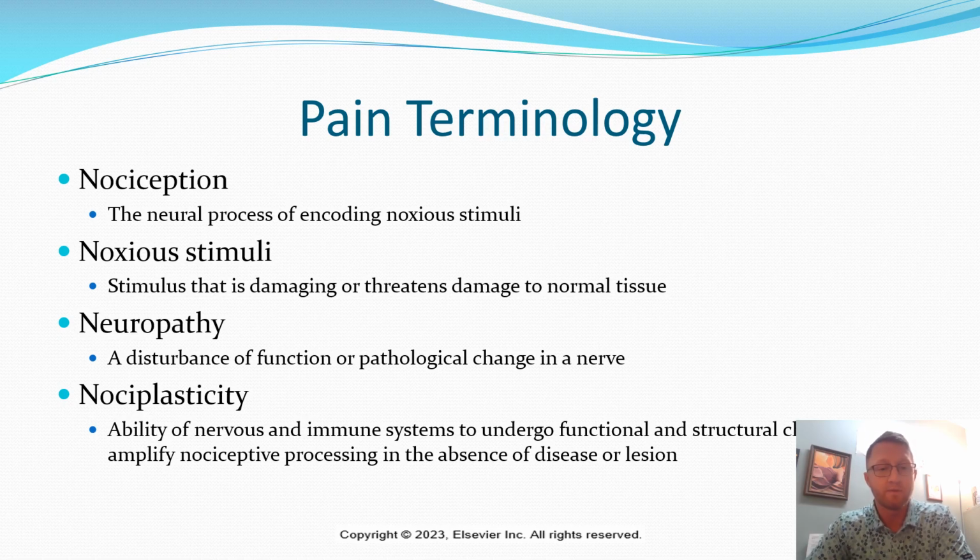And that's really important for us to identify with our patients to limit further damage to the area, infection, things along those lines. Last term on this page here is nociplasticity. This is when the nervous system and/or immune system has the ability to undergo functional or structural changes that really amplify nociceptive processing in the absence of a disease or lesion.